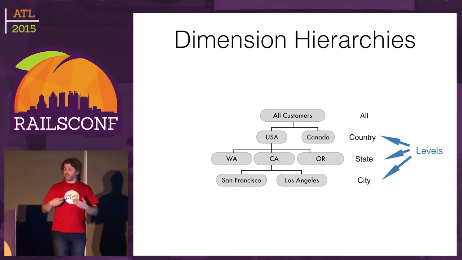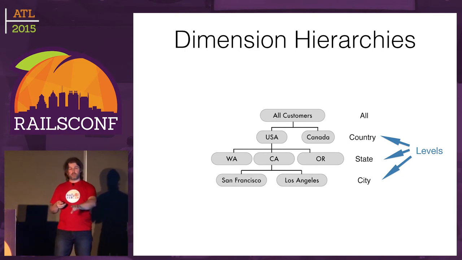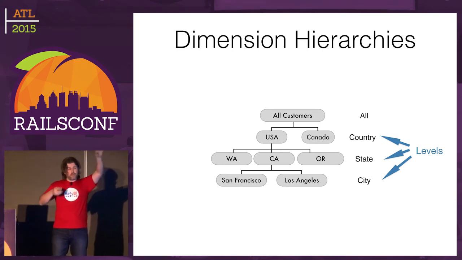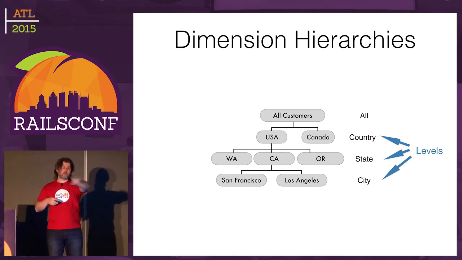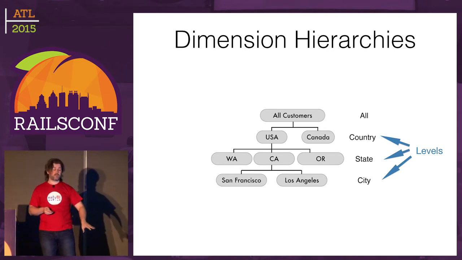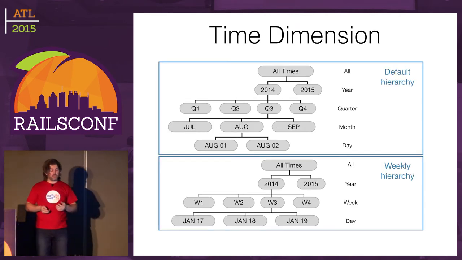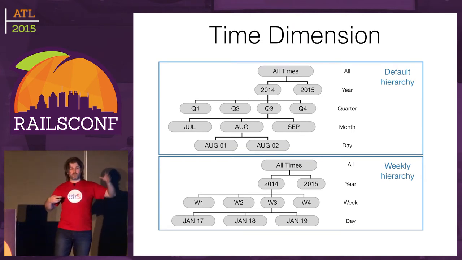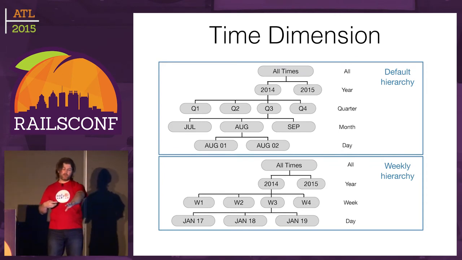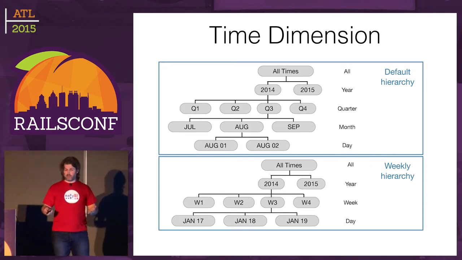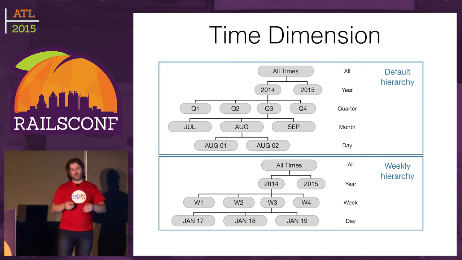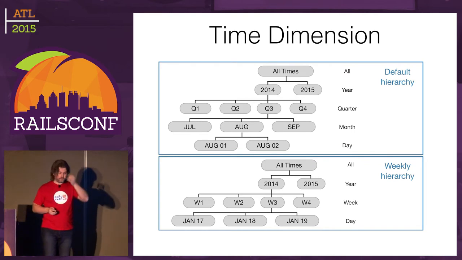Like, for example, in the customer dimension case, in addition to the detailed customers level, we have all customers together, then we can expand them to individual countries, then countries to states, then states to cities, then cities to individual customers. Or in case of time dimension, we could have even several hierarchies. Sometimes for reporting we start by year, quarter, month, and individual day. And sometimes we want to make weekly reporting, and then the same dates we can group together by weeks, and then by years they belong to.